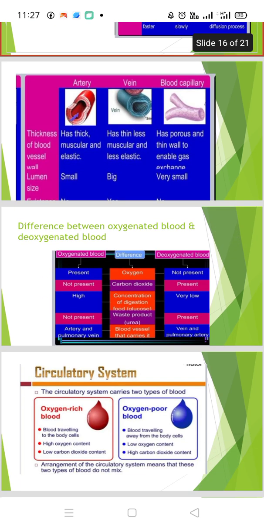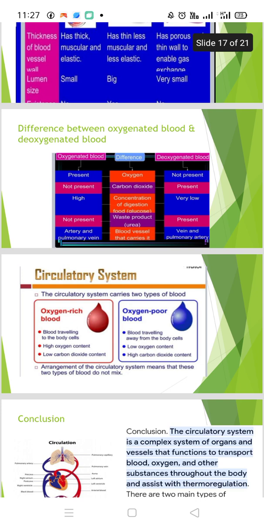Difference between oxygenated blood and deoxygenated blood. In oxygenated blood, oxygen is present. In deoxygenated blood, oxygen is absent. Carbon dioxide is absent in oxygenated blood and present in deoxygenated blood. Concentration of digested food glucose is high in oxygenated blood, low in deoxygenated blood. Waste product is not present in oxygenated blood, present in deoxygenated blood. Blood vessels that carry it: oxygenated blood is carried by artery and pulmonary vein, deoxygenated blood by vein and pulmonary artery.